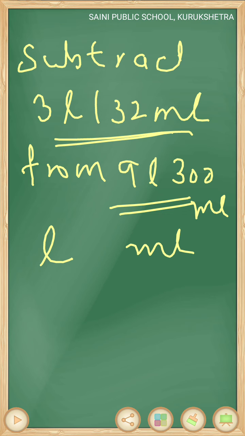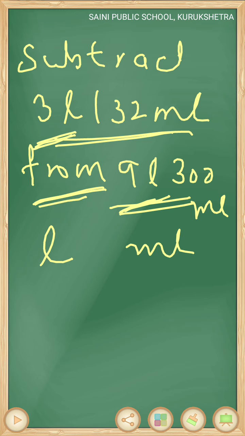Now we have to find out which is the bigger one. Okay, you can see here this is the number from the liter place, here is 3 liter and here is 9 liter. So this number is bigger because its liter place is bigger. 9 is greater than 3. So you can see the number after "from" is always bigger. Okay, so first of all we will always write the number which is given after "from".